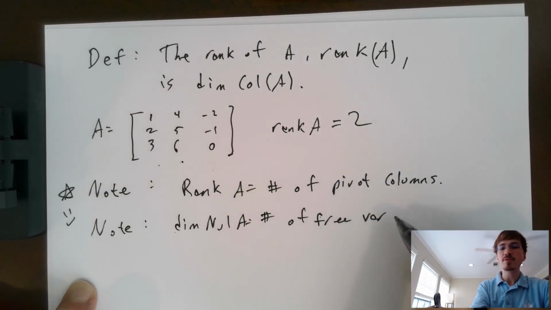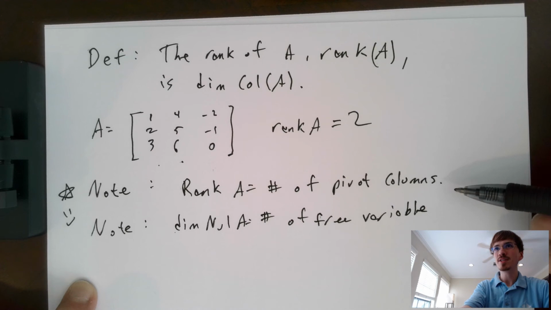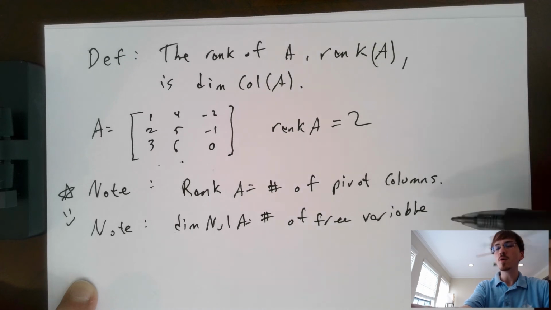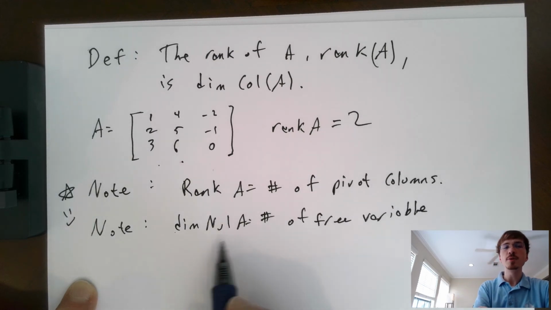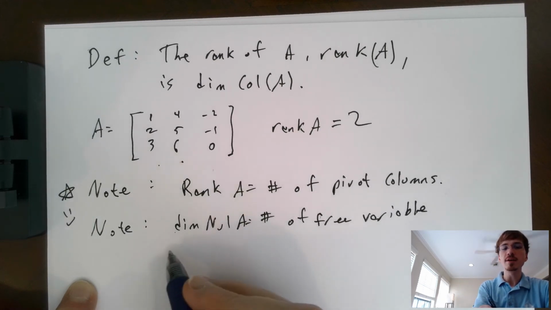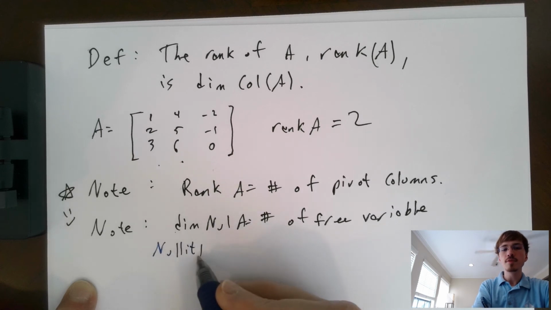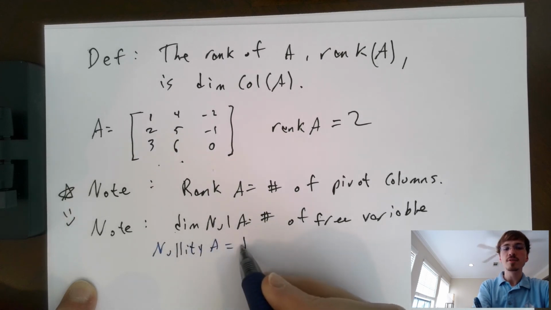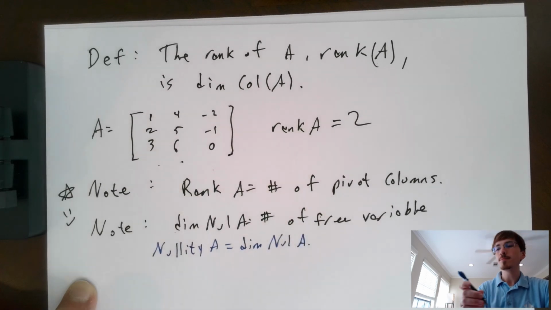Because every column in a matrix either corresponds to a basic variable, so it's a pivot, or it corresponds to a free variable. And often you'll see that the dimension of the null space of A has a fun name called the nullity. The nullity of A is often what people refer to as the dimension of the null space of A. Okay?